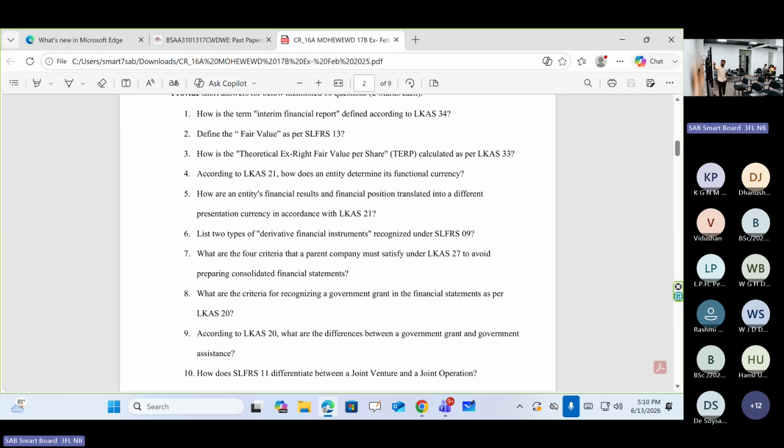What are the terms? How is the term calculated as well? Have we done term? I guess 33, I guess. Right? Where we calculate term? At the rights issue, once you are calculating earnings per share, we need to calculate term.